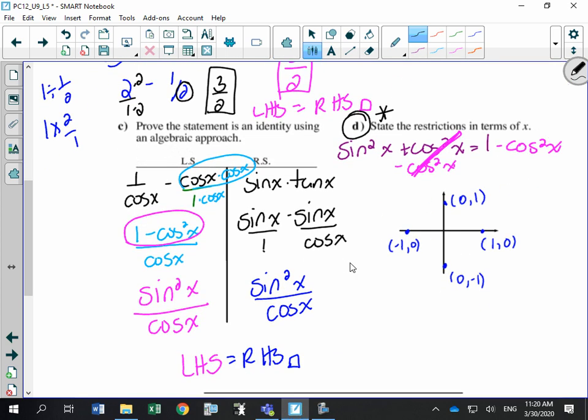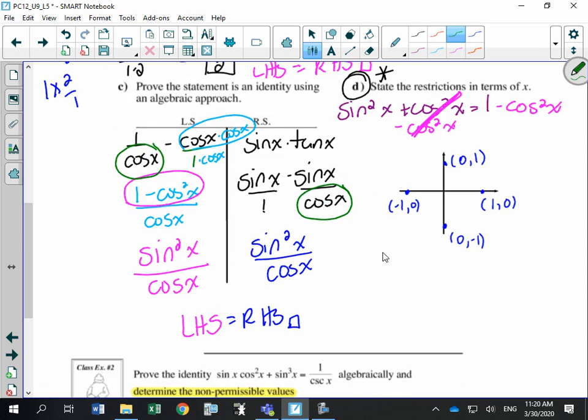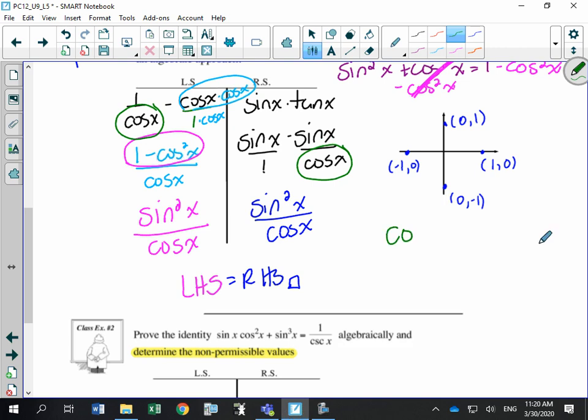So restrictions, remember, we could never divide by 0. So what you need to do is look at your algebra and say to yourself, where are you dividing by 0? And where we're dividing by 0 is right here. So cos of x could not be equal to 0. And then on the left-hand side as well, it's going to be the same thing, right? They have 1 over cos of x. I can't have this be 0 because I can't divide 1 by 0. So my restriction is only cos of x cannot be equal to 0. Okay? So cos of x could not be equal to 0.